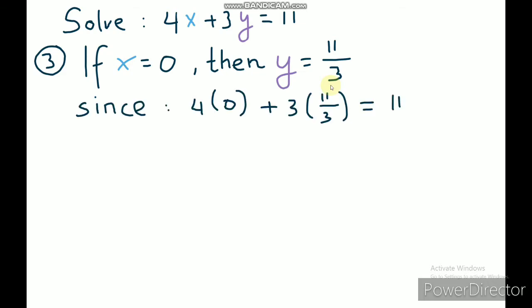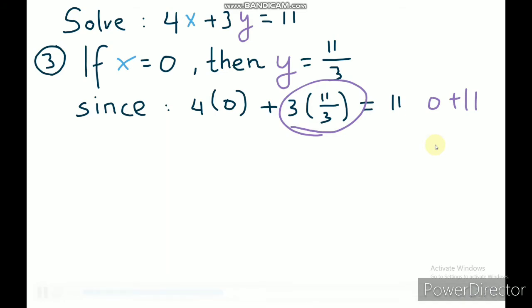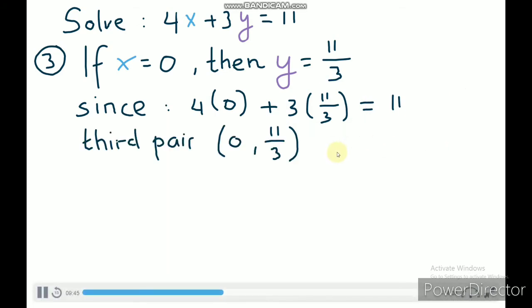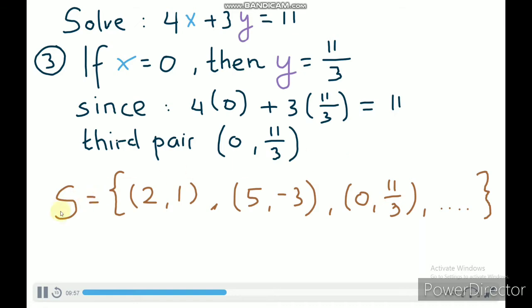This is what I did in my mind: I calculated 4 times 0, which is 0, plus this equals 11. So 0 plus 11 is 11. So it is also true. This is my third pair, 0, 11/3. So we still have many more ordered pairs. But let's list so far what our solutions are.